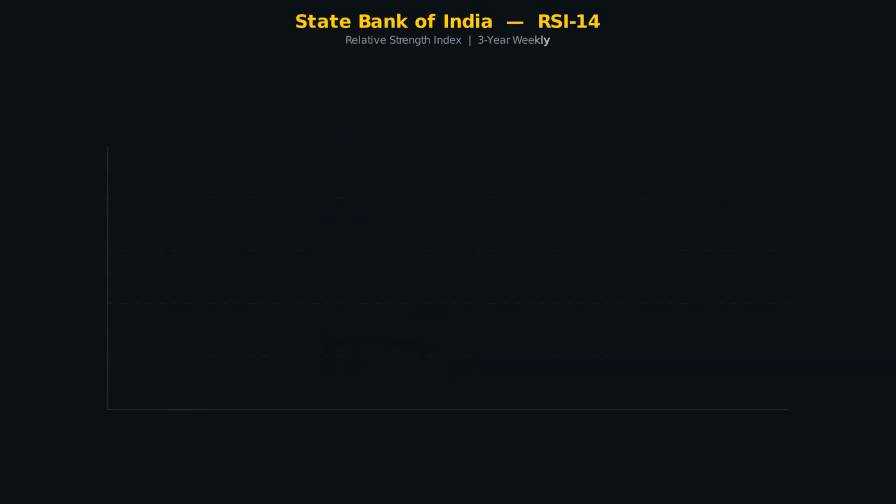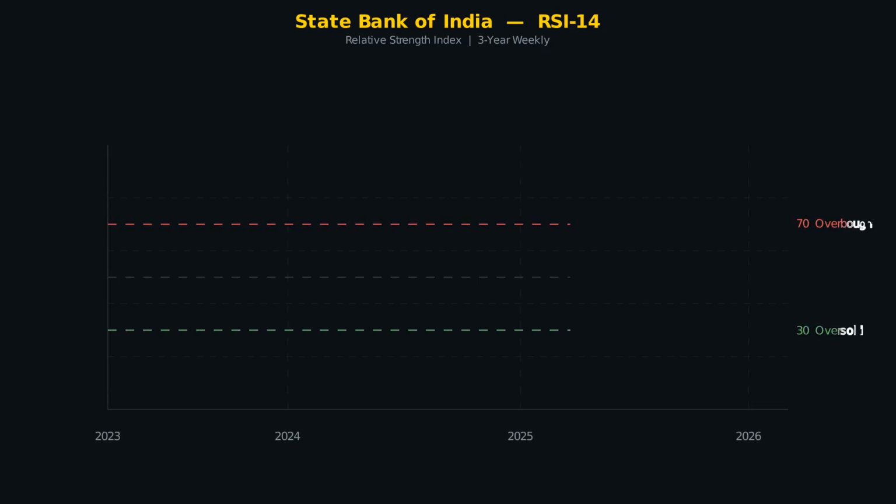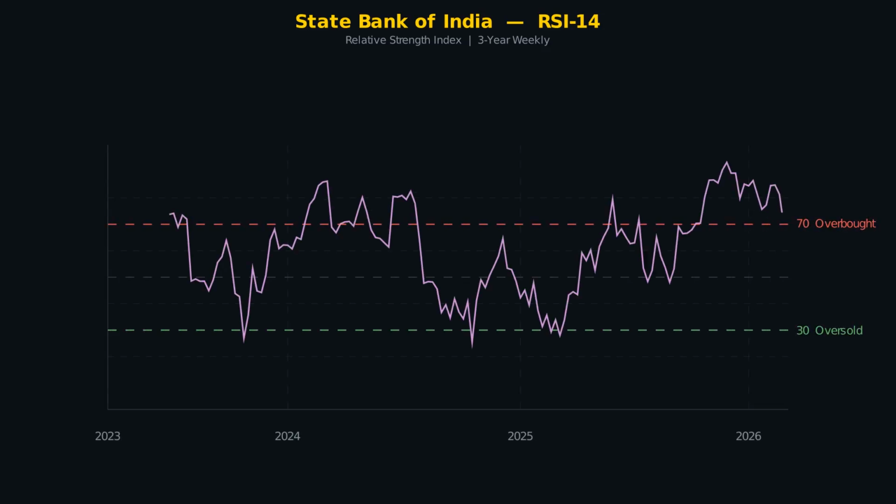Here is the RSI chart for State Bank of India over 3 years. The red dashed line at 70 marks overbought. The green dashed line at 30 marks oversold. The current RSI reading is 62.9. RSI is in neutral territory. Momentum is balanced between buyers and sellers.